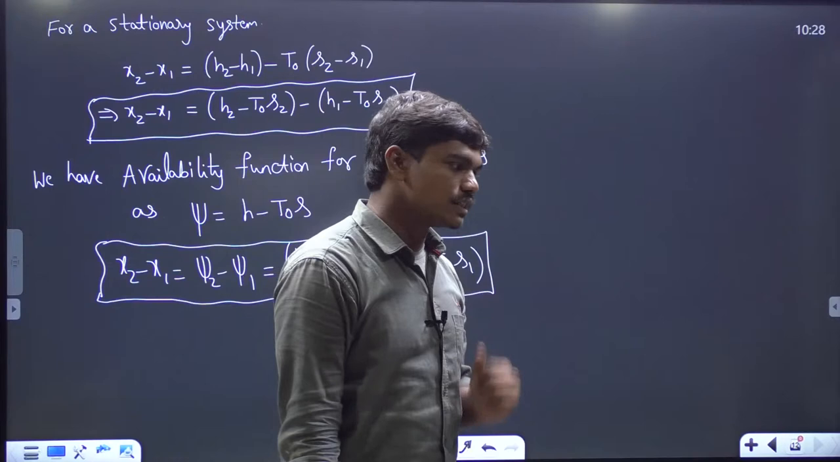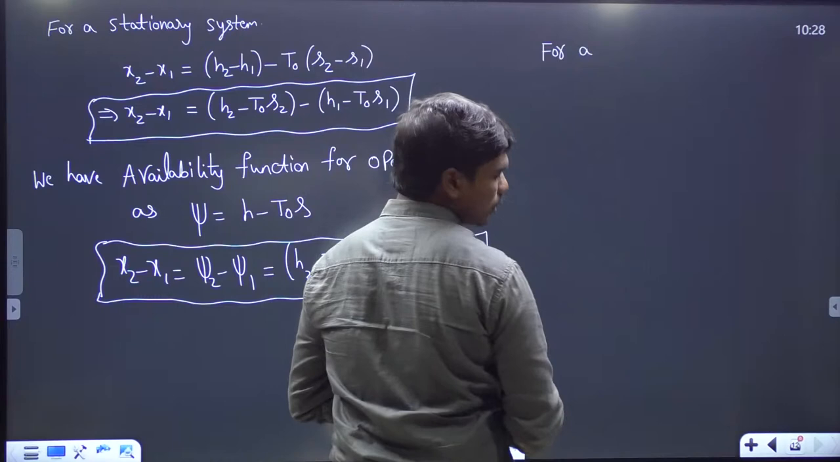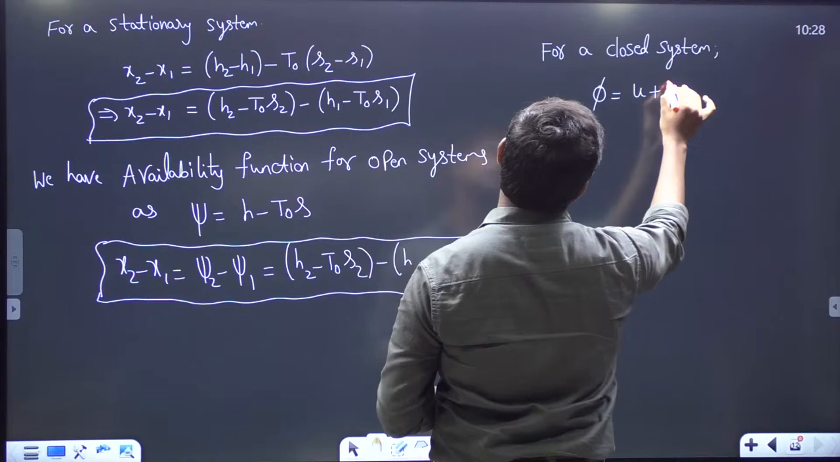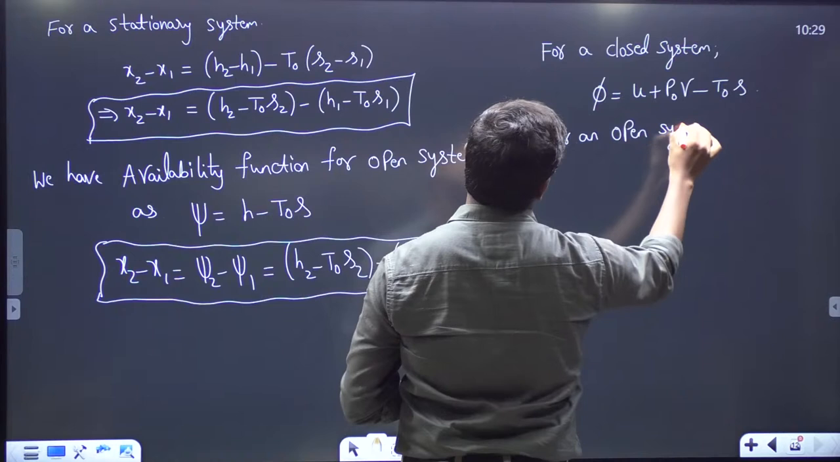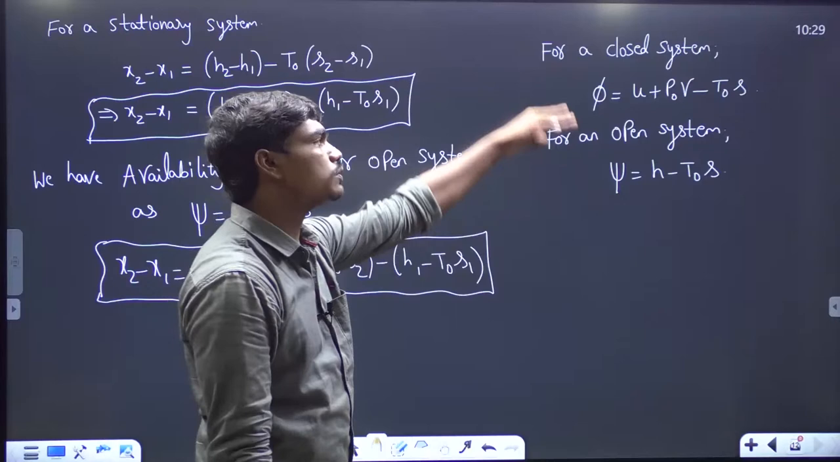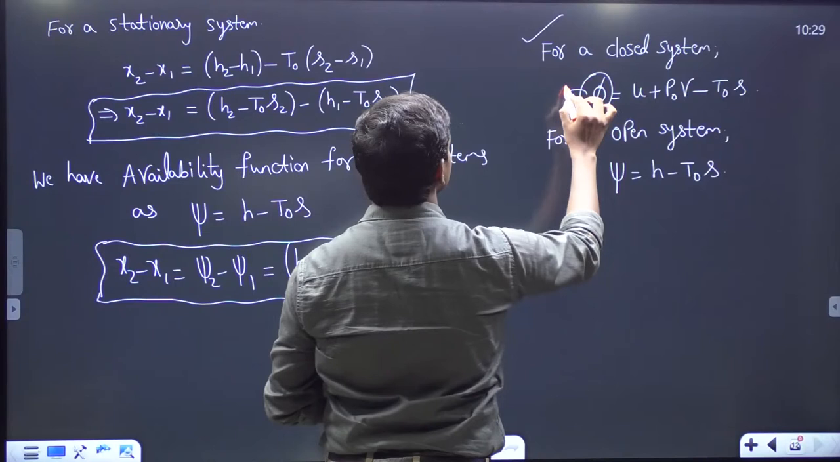So you can summarize the results. For a closed system, the availability function phi is equal to u plus p naught v minus T naught s. For an open system, this availability function psi is equal to h minus T naught s. You need to understand these two things carefully. If you can understand these two relations and how we obtained them, we can apply them to any problems that they ask in the GATE examination. So for a closed system, this is the availability function.